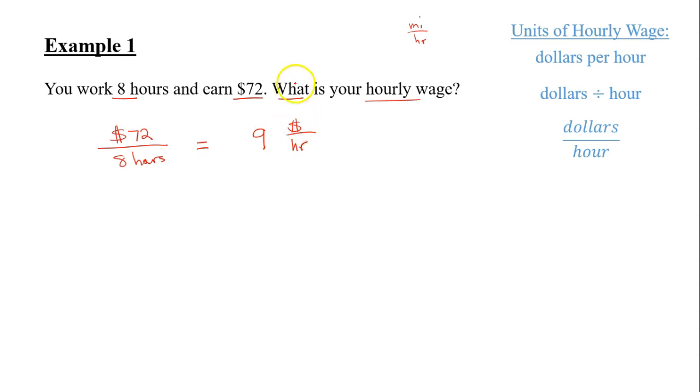So that's one way to write it, the mathematical way. But normally, if you were just talking to a human, you would say $9 per hour. That way, we use the units to tell us what to do with our numbers.